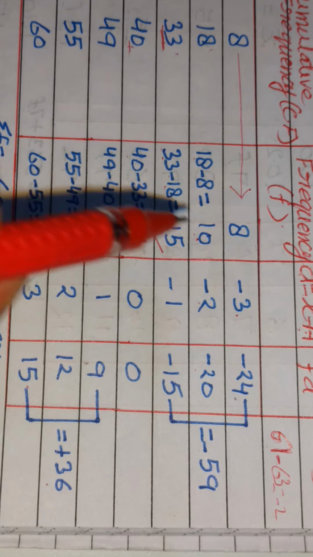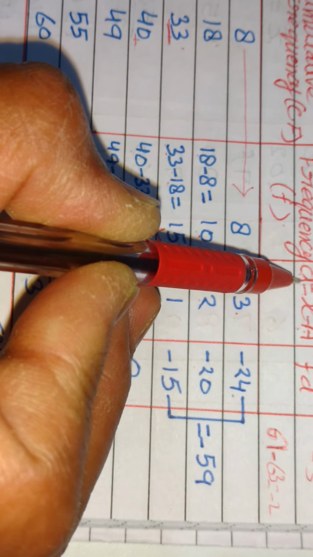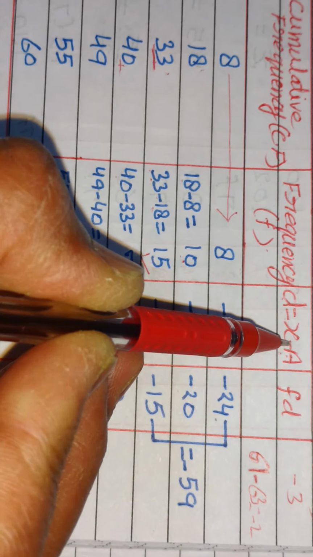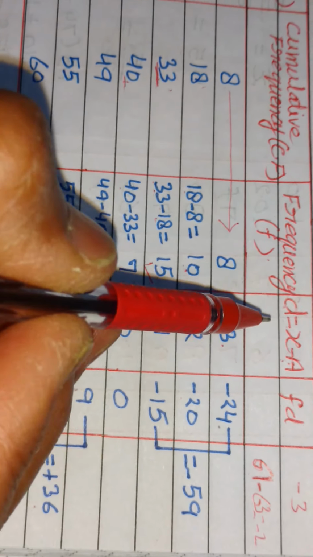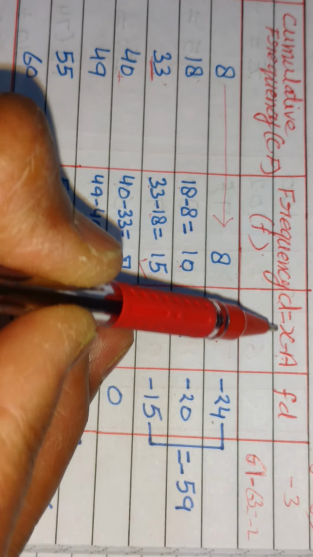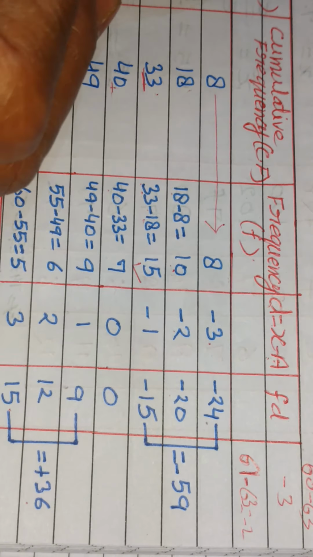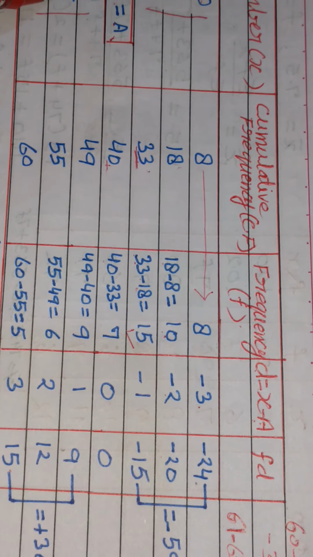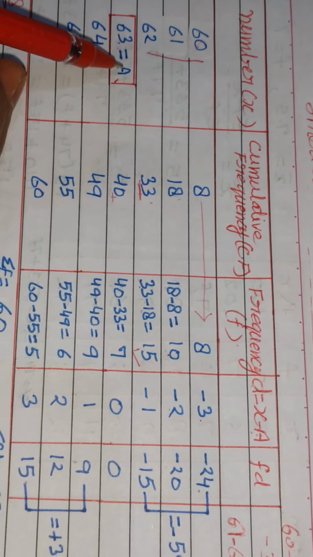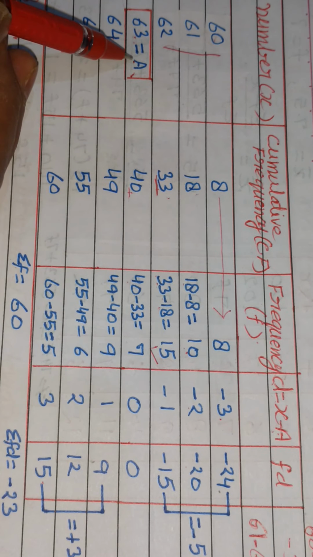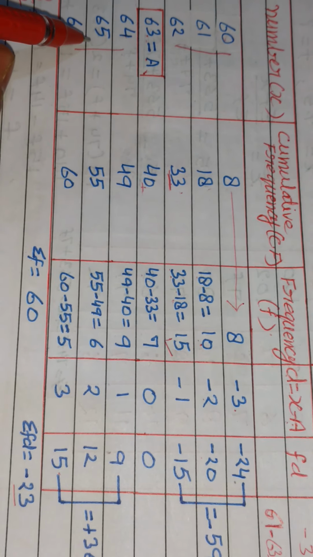After getting the frequency, we make the column for the deviation d. Here d equals x minus a. How to get d? We substitute the values of x. These are the values of x here, and a. A is the assumed mean. A we will take from these x.